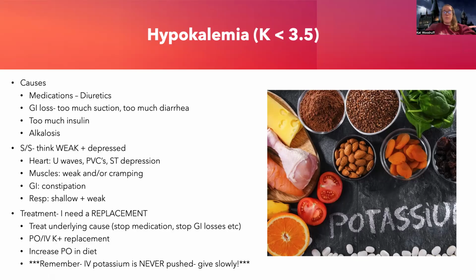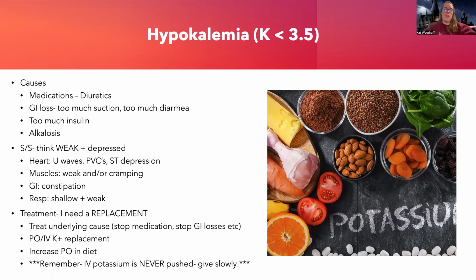So the treatment when something's low is we need to replace it. So, we can increase the PO in the diet, and that's great. There are some things in this picture, like some meats, bananas, nuts, that are all great for potassium. However, that's going to be very slow. So usually we give IV or PO potassium.